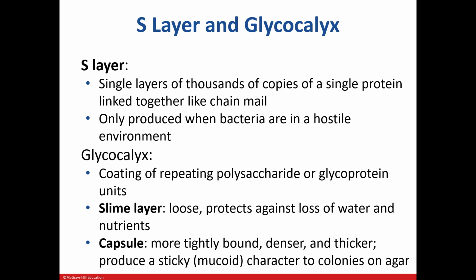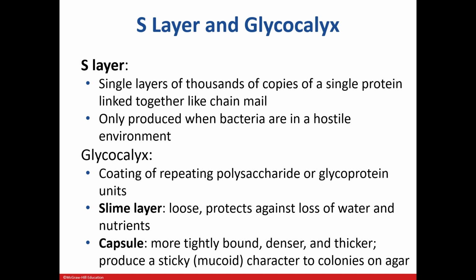Some bacteria produce an S layer, which is simply tons of copies of a protein linked. A bacterium will produce this whenever they feel threatened. A glycocalyx is a sugar-rich structure that can be arranged a couple of different ways. If it's loosely arranged, it's called a slime layer, which helps the bacterium from losing cellular components.